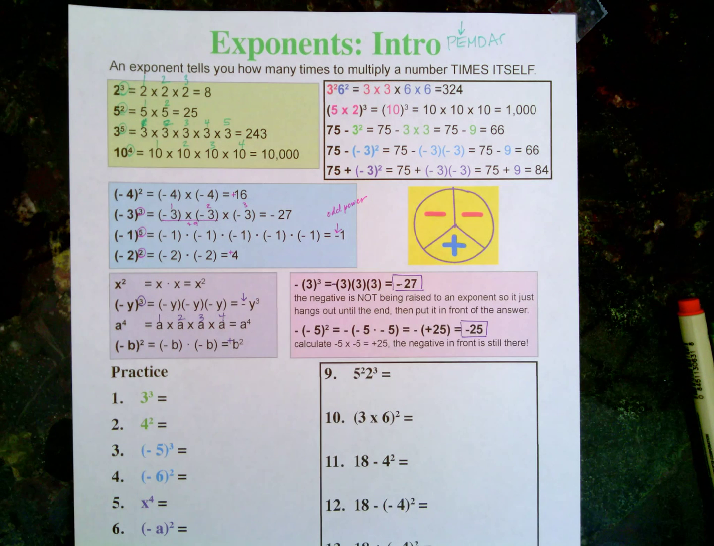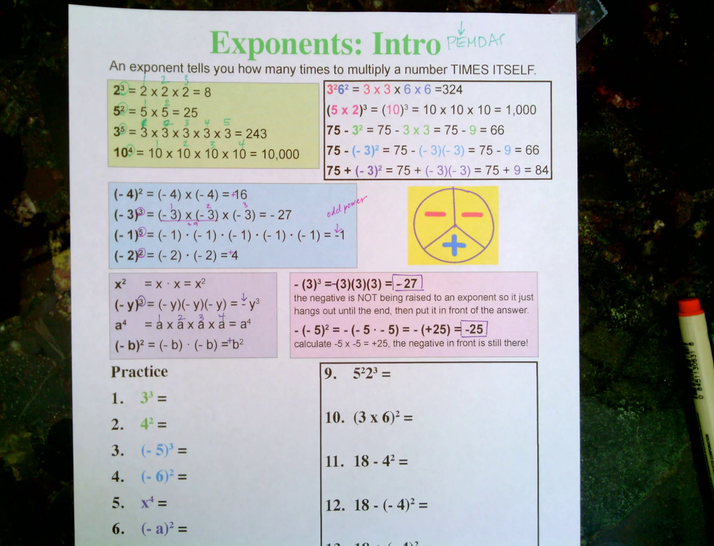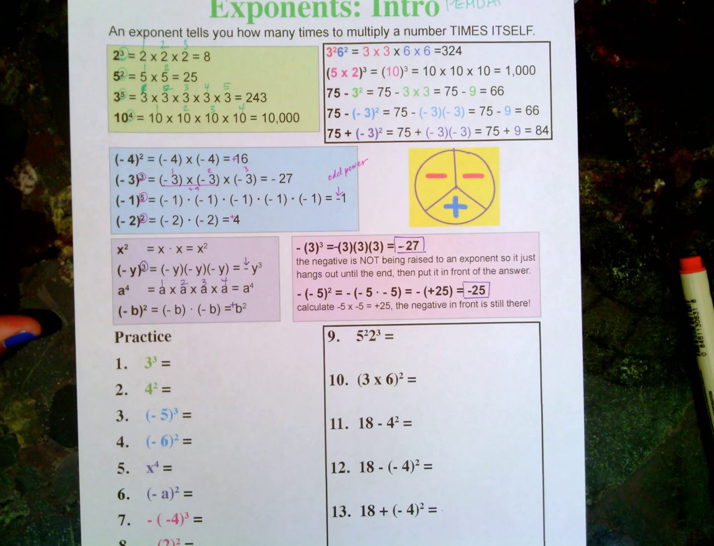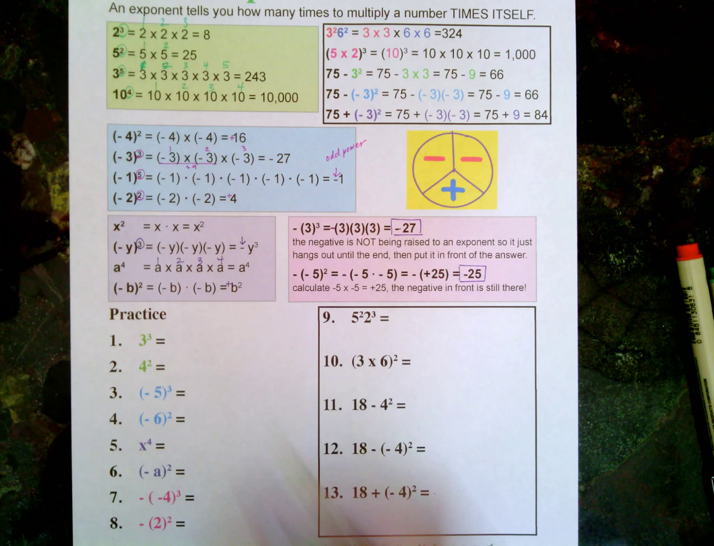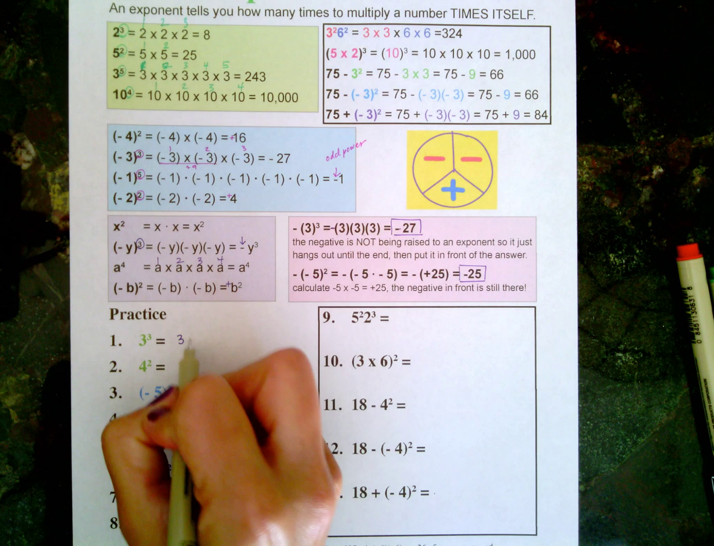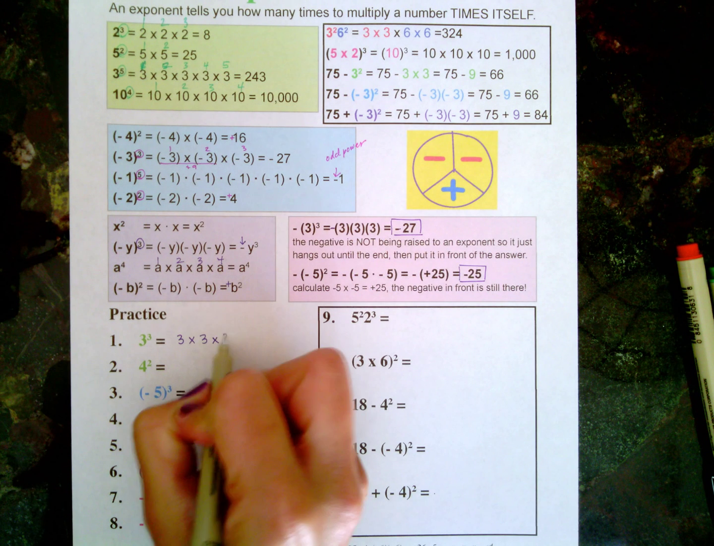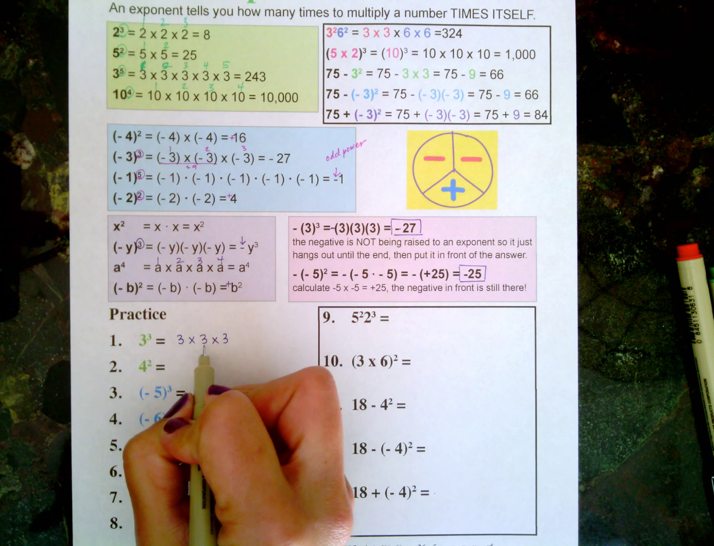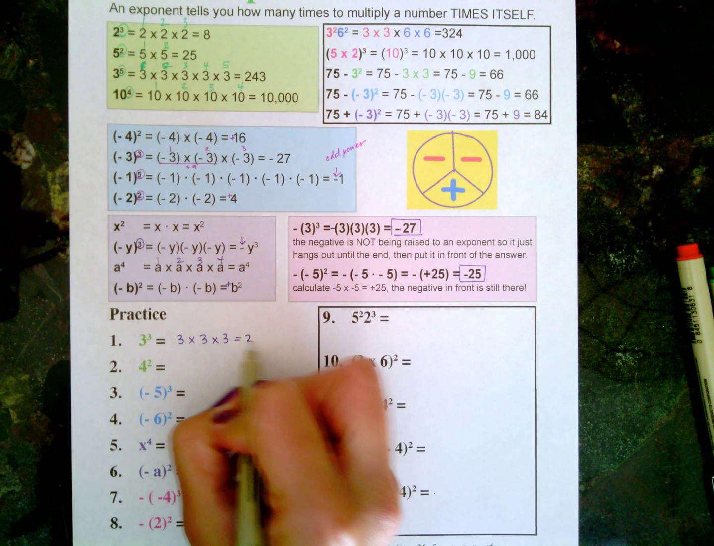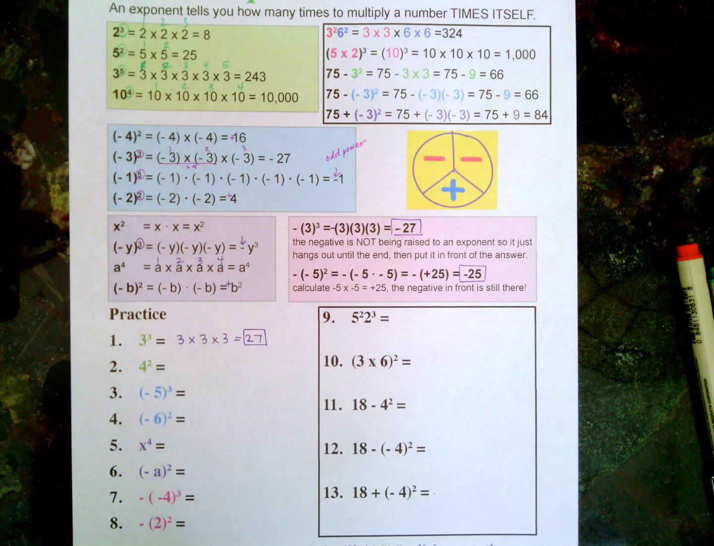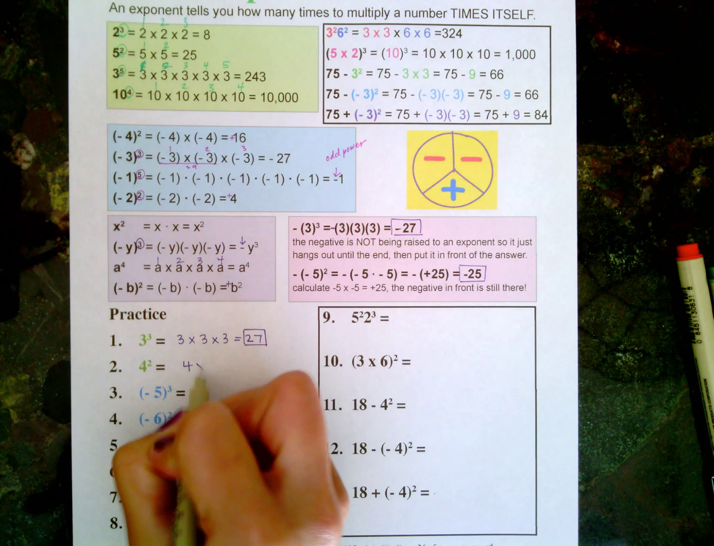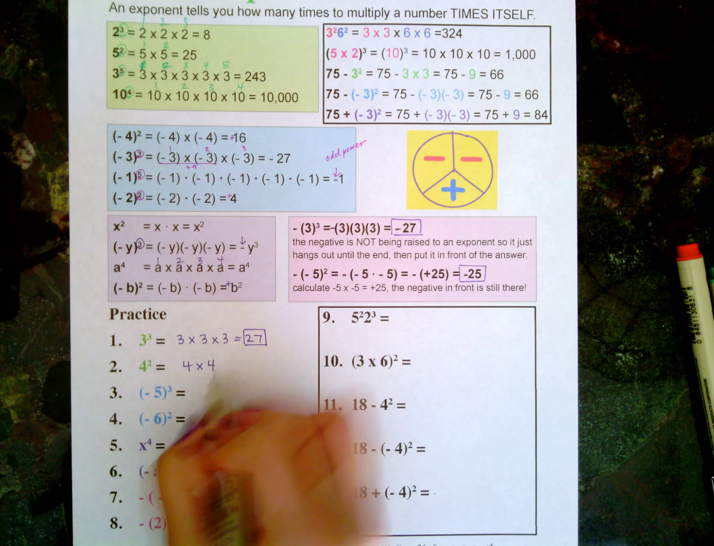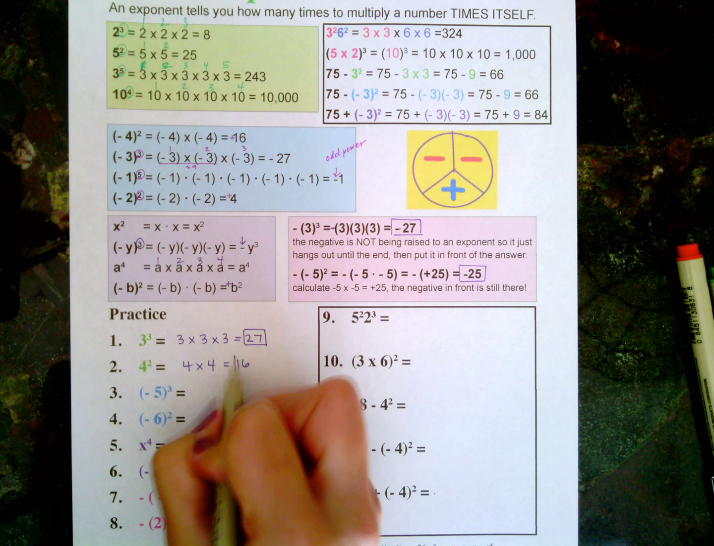Okay, let's do some practice problems. Three to the third, so that's 3 times 3 times 3. 3 times 3 is 9, 9 times 3 is 27. That's our answer. 4 squared, 4 to the second power, that's 2 4s. 4 times 4 is 16.